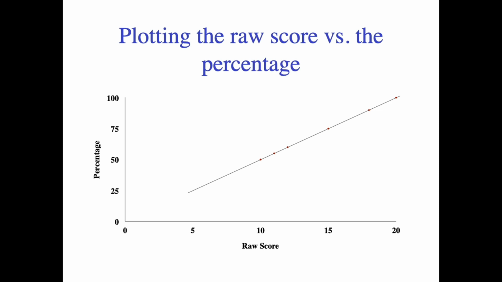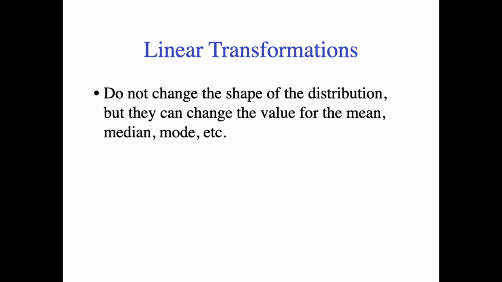That is a linear transformation because all I did in my transformation is just change what the units were, I didn't change anything about the shape of the distribution. So linear transformations don't change the shape of the distribution, but they can change the value for the mean, the median, the mode, etc. And so that's partly why we perform such linear transformations.